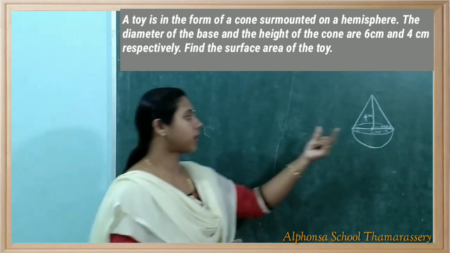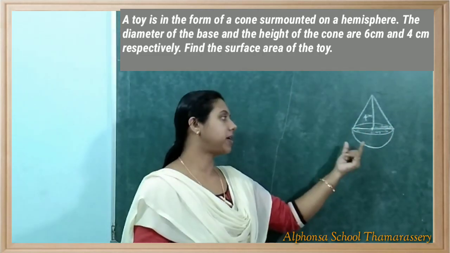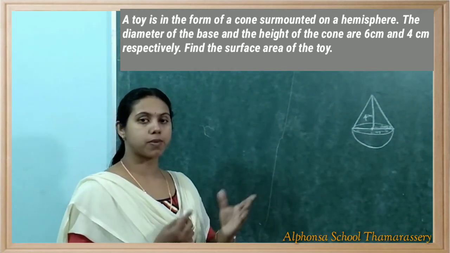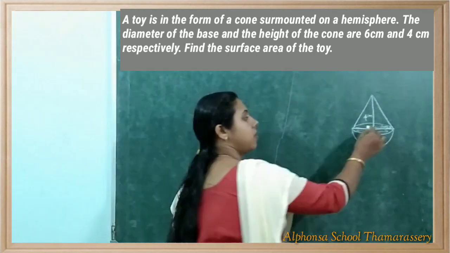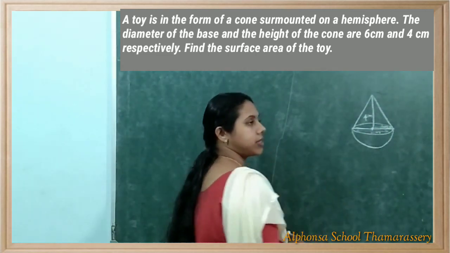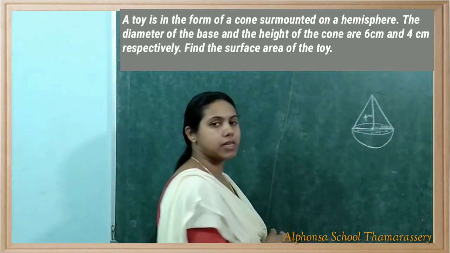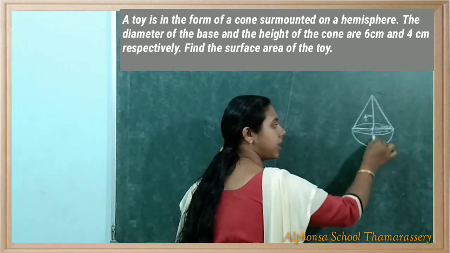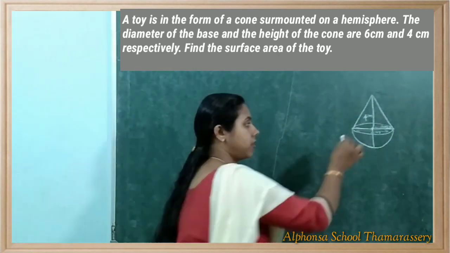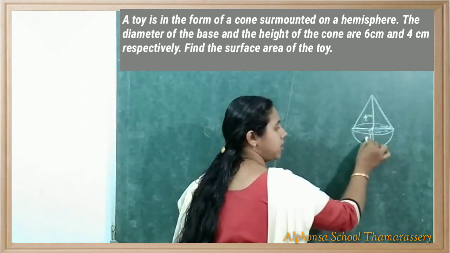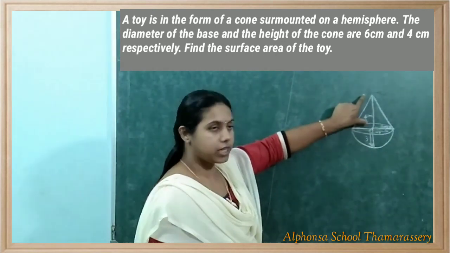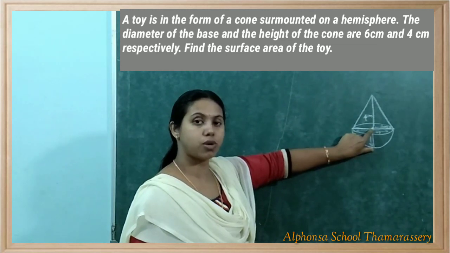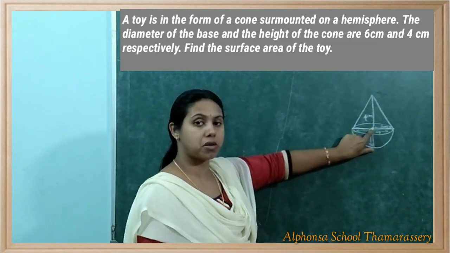So the radius of the cone is 3 cm. Then what will be the radius of the hemisphere? Both have the same radius because both have the same base. So the radius of the cone is equal to 3 cm, that is also the same as the radius of the hemisphere. And what is the height of this hemisphere? That is also equal to the radius of the hemisphere, that is 3. So height of the cone is 4 cm, and the height of this hemisphere is equal to 3 centimeter, that will be equal to the radius.